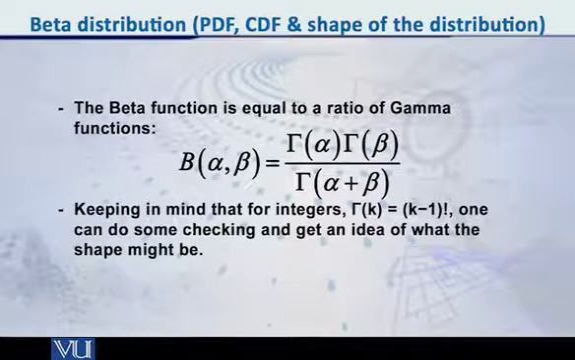यानी for example, अगर हम कहें beta 2, 3, so that will be equal to gamma 2, gamma 3 over gamma 5. Gamma of 2 means 1 factorial, gamma of 3 would mean 2 factorial, and gamma of 5 would be 4 factorial. वो आप उसमें substitute करके you can find the numerical value of beta 2, 3.